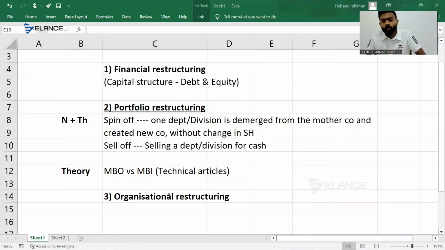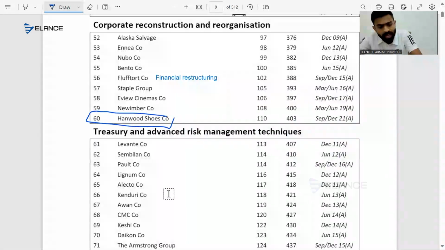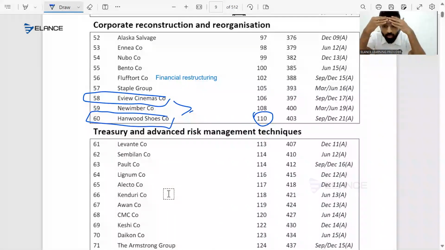Having said this, we are going to practice a few questions. Today, I'm focusing on 2 questions named Hanwood Shoes and eView Cinemas. This is a similar type of question. So we'll be starting with Hanwood Shoes. Have you done these questions, Hanwood and eView Cinemas? Could you please confirm yes or no? Have you practiced these questions?